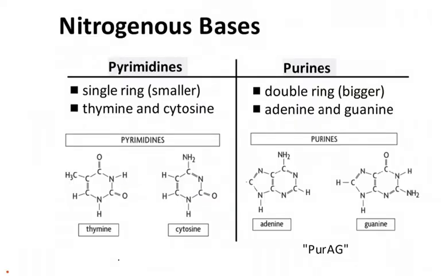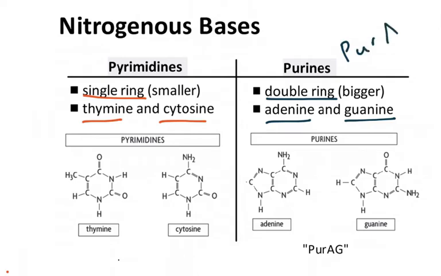The nitrogenous bases are categorized by their size. There are two groups, the pyrimidines, which are composed of a single ring, so they're going to be smaller, and they include the bases thymine and cytosine. The purines are bigger because they're composed of double rings, and they include adenine and guanine. If you remember in class, we talked about memorizing this as pure ag. So the purines include adenine and guanine.